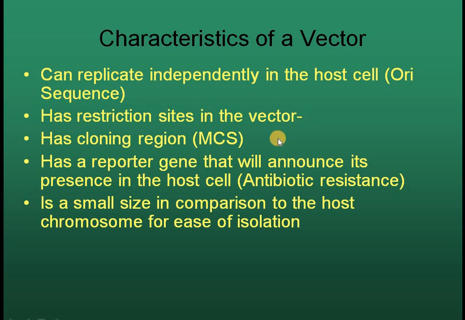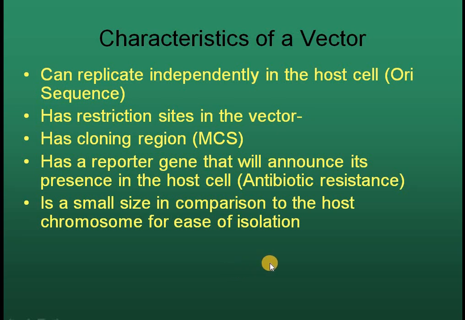Then it must have a cloning site, or cloning region, or multiple cloning sites. It must have a reporter gene that will announce its presence in the host cell. Reporter genes may be antibiotic resistance: tetracycline resistance, penicillin resistance, ampicillin resistance. It should also be small in size in comparison to the host chromosome for ease of isolation.